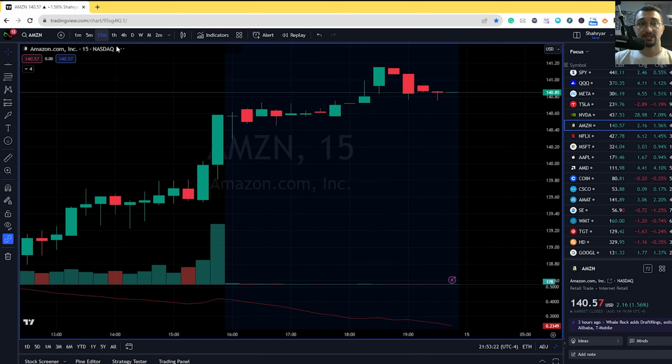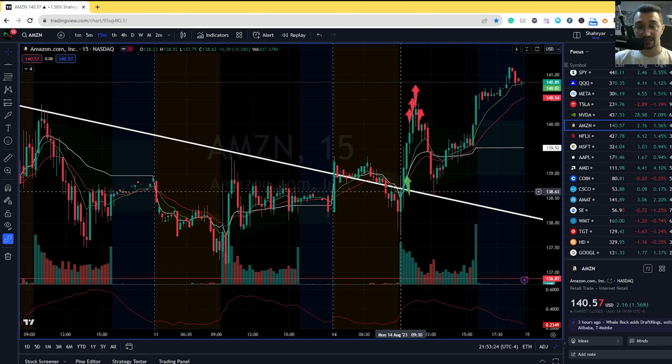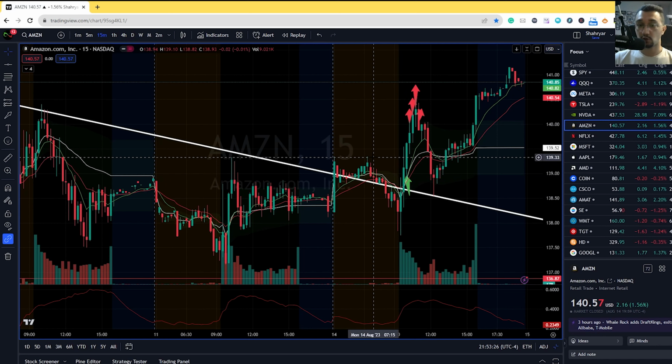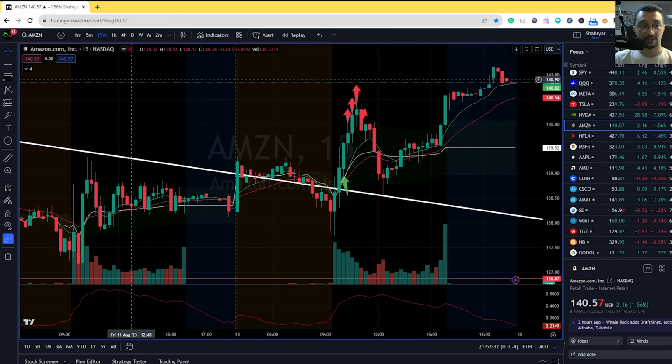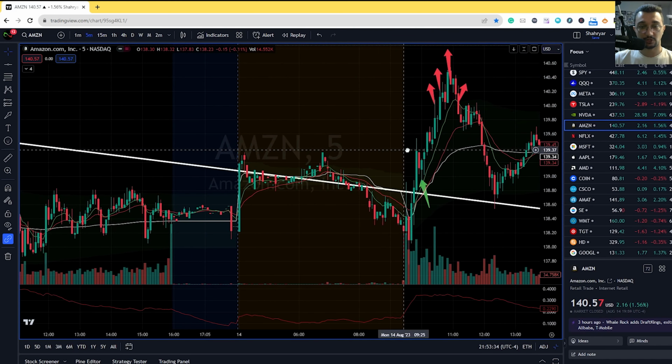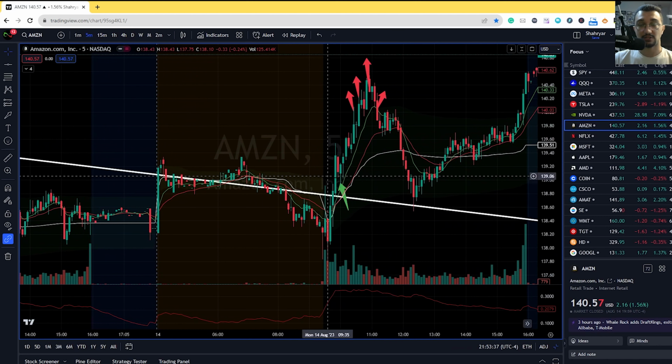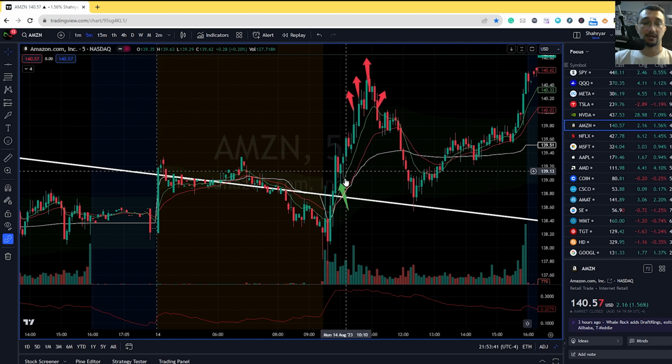Now, if you go and check out the 15-minute chart, you can see a clean break here. It broke the pre-market high level, which was yesterday's high as well, and then continued running higher. Now I entered around these levels. If you check out the 5-minute chart, I entered around these levels when I saw buyers basically holding the level, and I added to my position around 10 a.m.